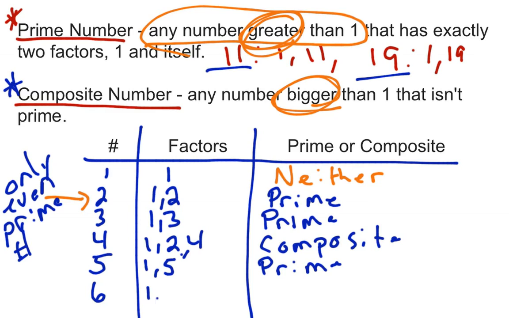The number 6, I have 1 and 6, but then we also have 2 and 3. So the 1 and 6 are good, that's 1 and itself, but as soon as the 2 and 3 come into play, that makes these composite numbers. And that's one thing that I'm going to ask you guys, is knowing the difference between a prime and a composite number. And you could test yourself if you want.